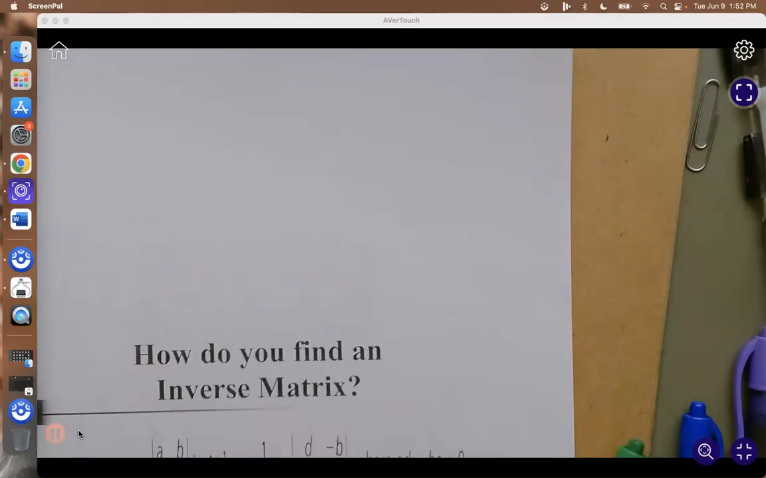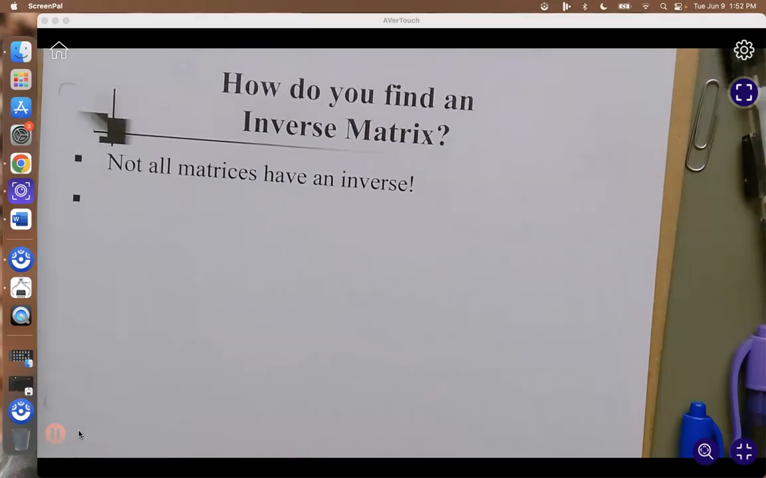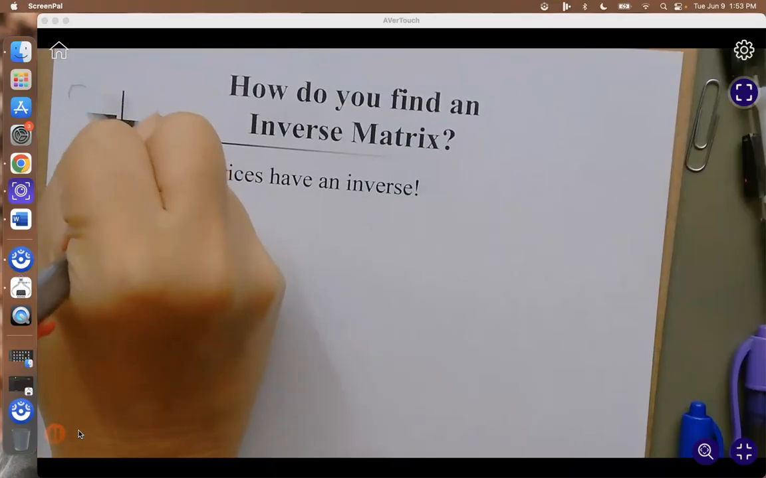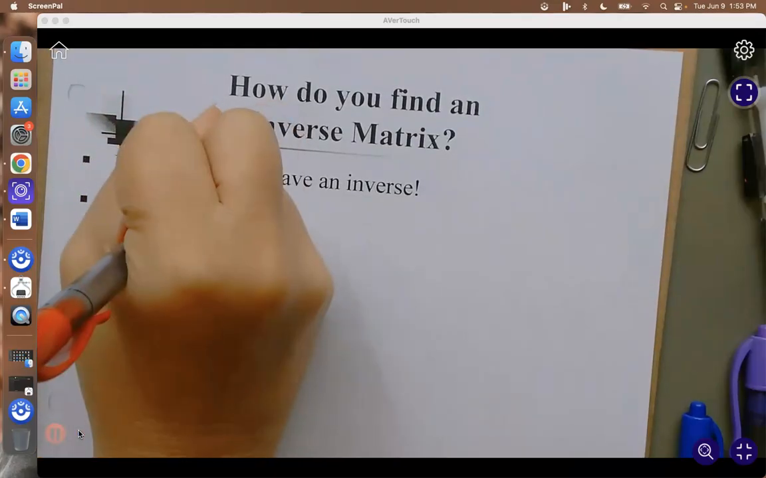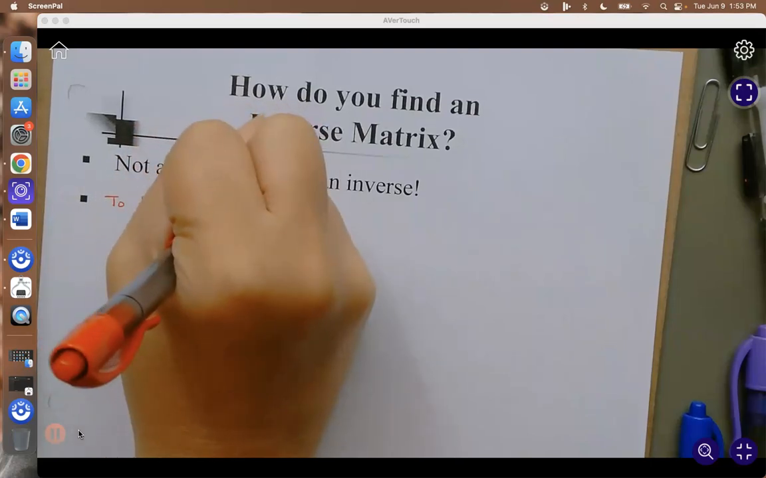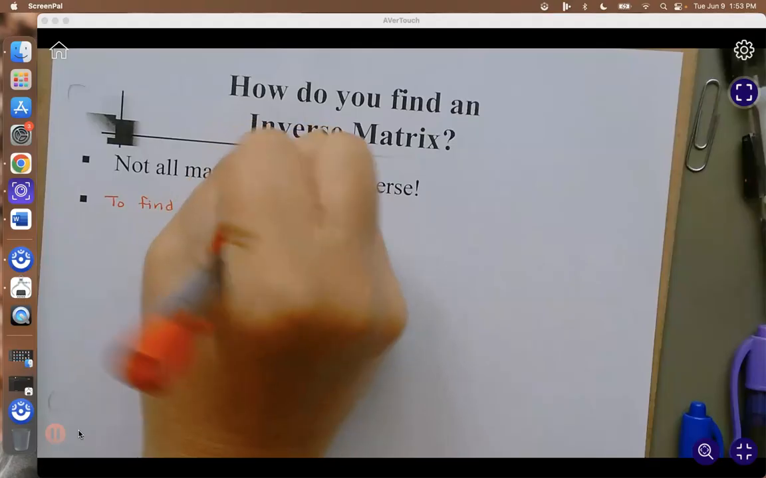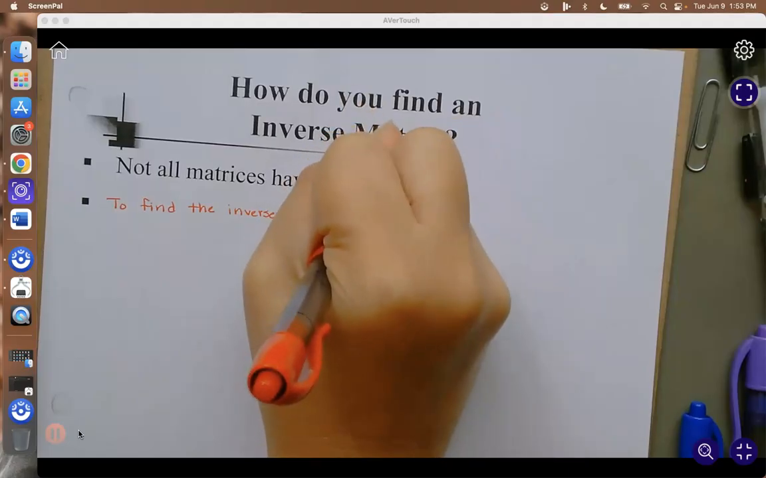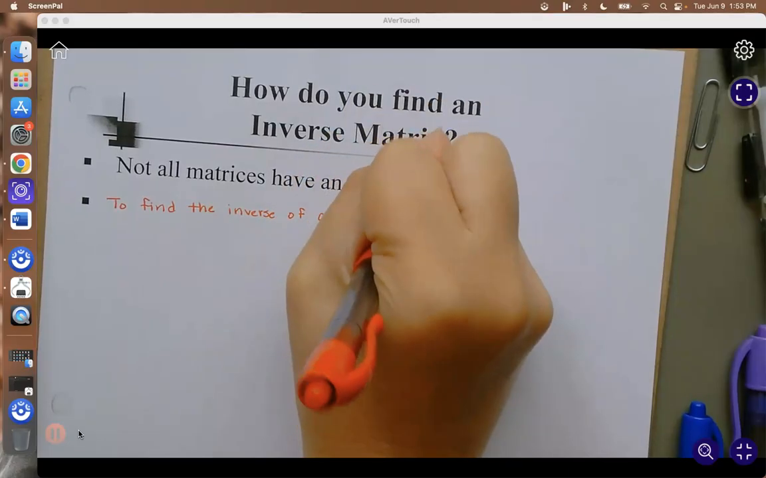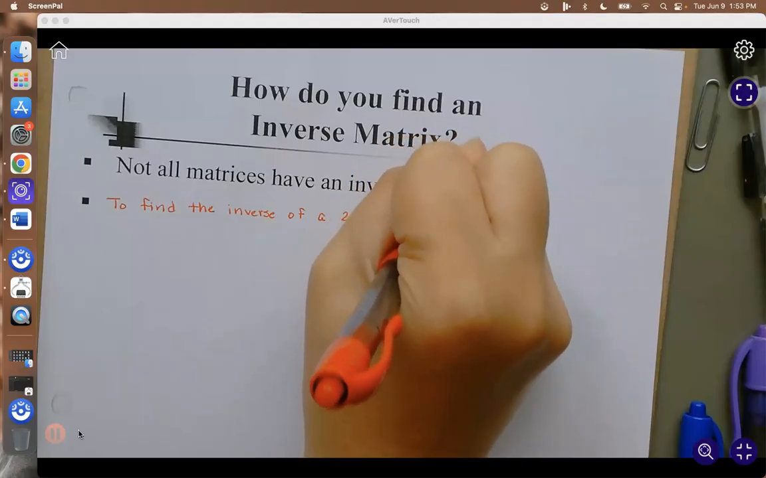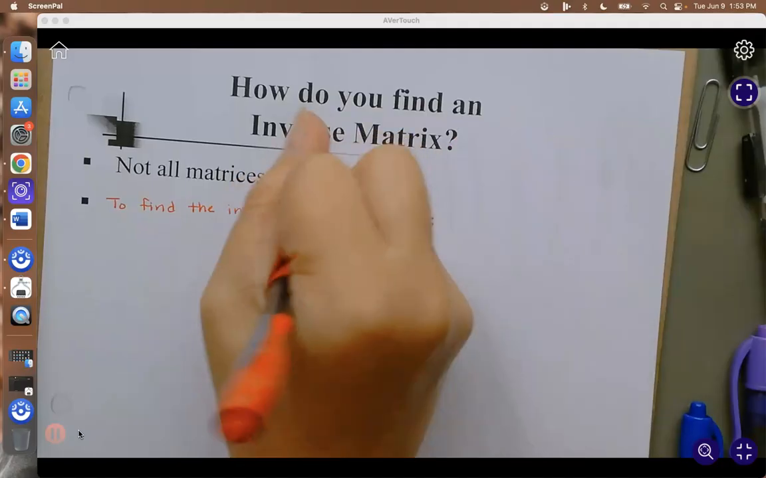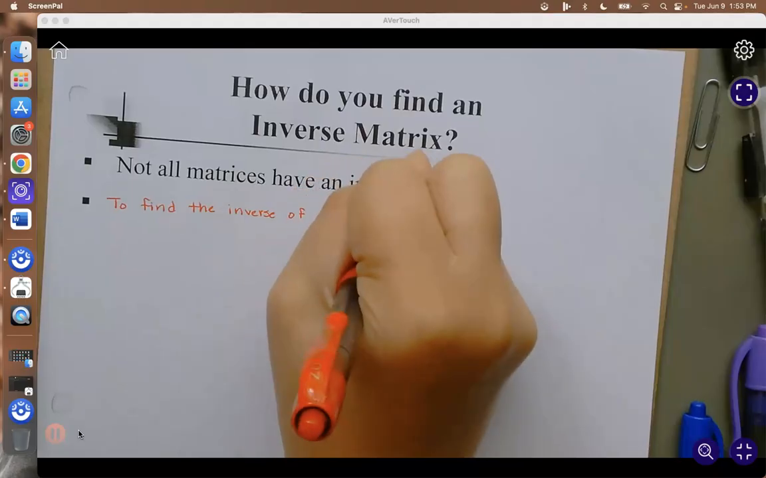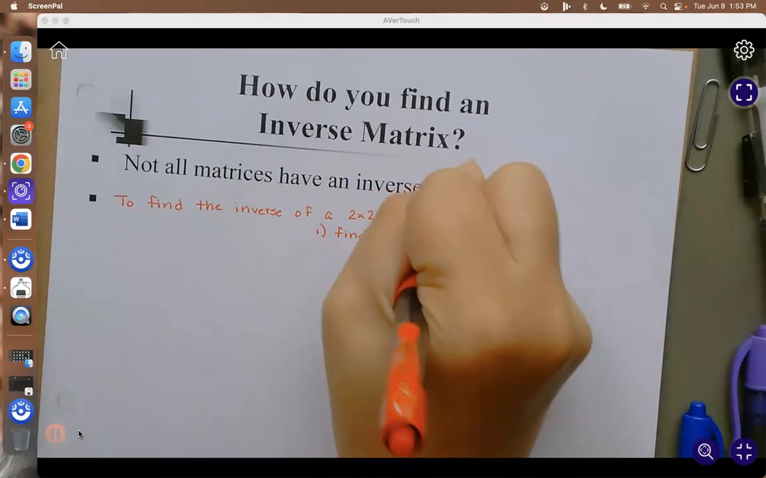Now, not all matrices have an inverse. So how do you find an inverse matrix? To find the inverse of a 2 by 2 matrix, okay. First, find the determinant.